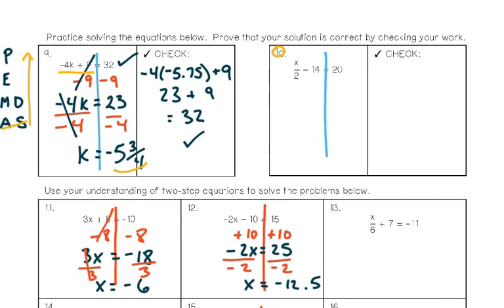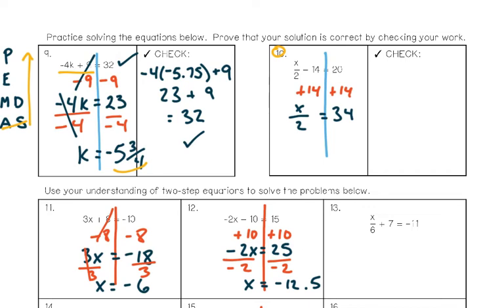Now I'm going to go ahead and look at another example for you. Number 10 is very similar to the other questions that we did with just a slight difference. There's a division and a subtraction. But just like before, I'm going to get rid of any addition or subtraction first. So I'm going to get rid of that minus 14 with a plus 14. And if I do it to one side, I have to do it to the other side. I'm left with x over 2 equals 34.